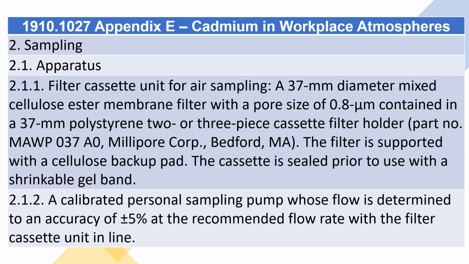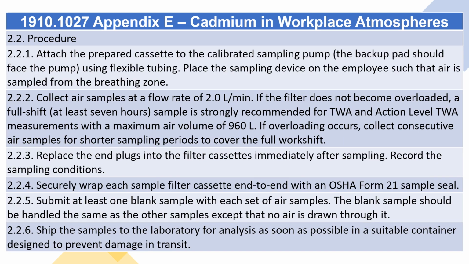2.1.2. A calibrated personal sampling pump whose flow is determined to an accuracy of plus or minus 5% at the recommended flow rate with the filter cassette unit in line. 2.2. Procedure. 2.2.1. Attach the prepared cassette to the calibrated sampling pump. The backup pad should face the pump, using flexible tubing. Place the sampling device on the employee such that air is sampled from the breathing zone.